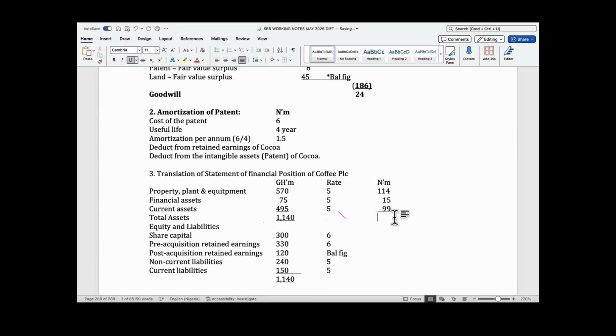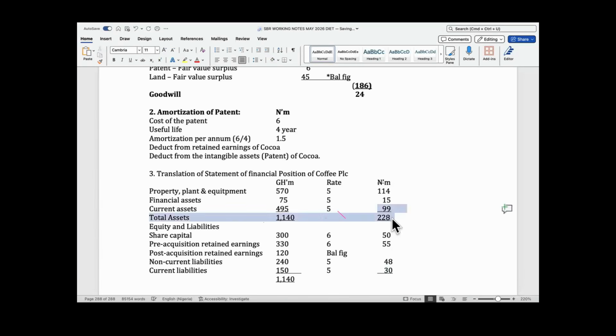Okay, what's the total? 228. How about this? 50. How about this? 55. This will be the balancing figure, so let's leave it. How about this? 48. How about this? 30. Okay, 30. So I expect that the balance here too is going to be how much?